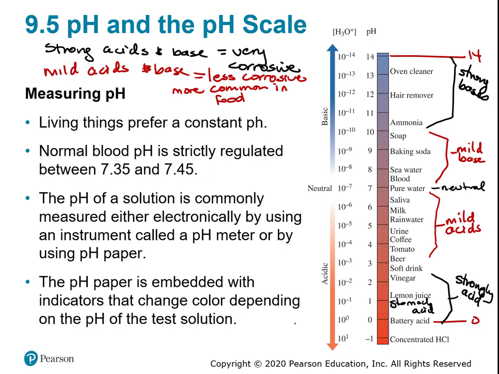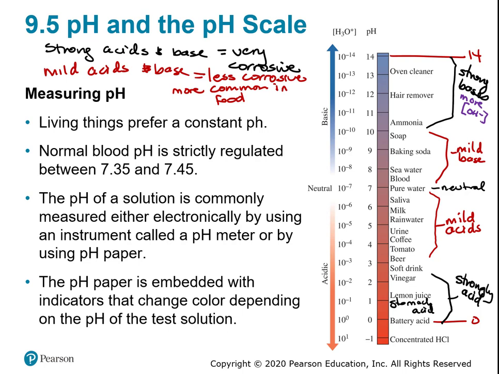Anything that's above 7 is basic. The further you go towards 14, the stronger the base, the more hydroxide ions. So remember that that's going to have more hydroxide ions, those corrosive reactive ions. The closer you get to 7, like a pH of 9, 8 going to 7, those are called mild bases because they don't make a lot of hydroxide ions. Exactly at 7, that's neutral.